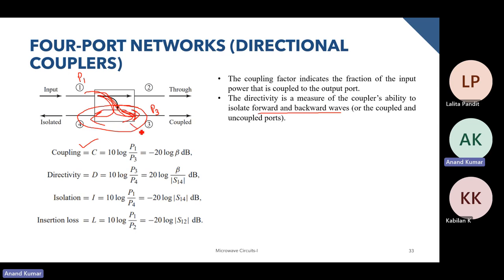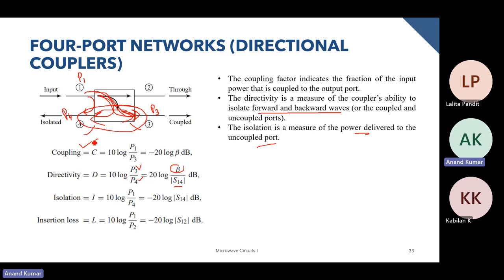If it is sending equal power to both of these ports, then its directivity is bad and it is not a very good coupler. So this is P3 by P4, where P4 is the power received at port 4, and this simplifies to beta by S14. Now, isolation is the measure of power delivered to the uncoupled port. So this port 4 is the uncoupled port.